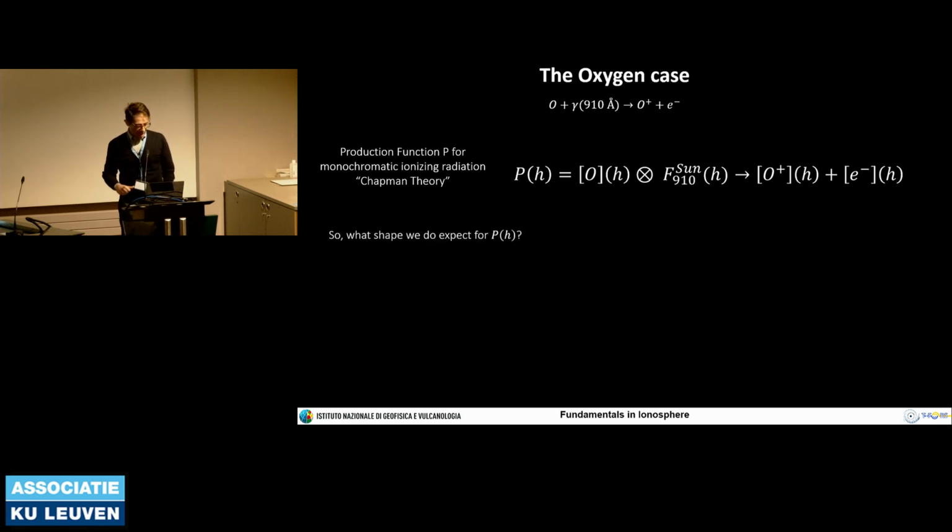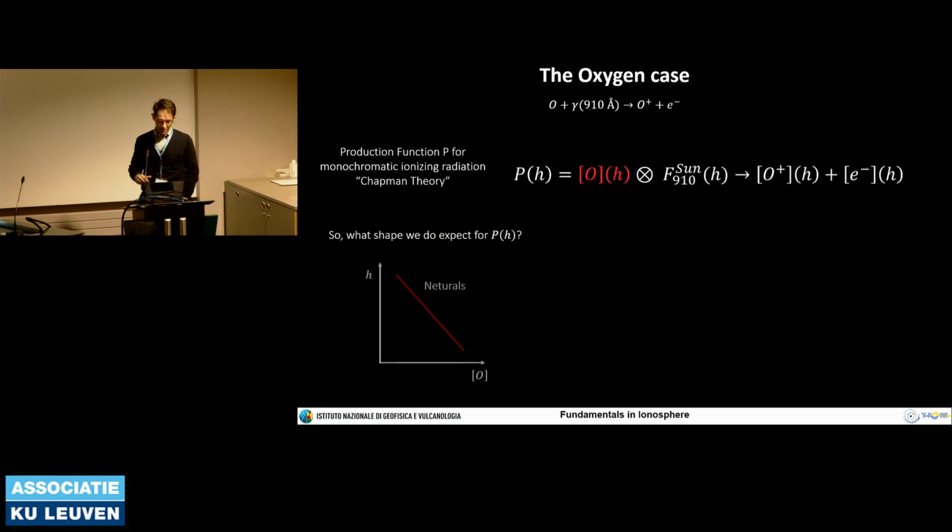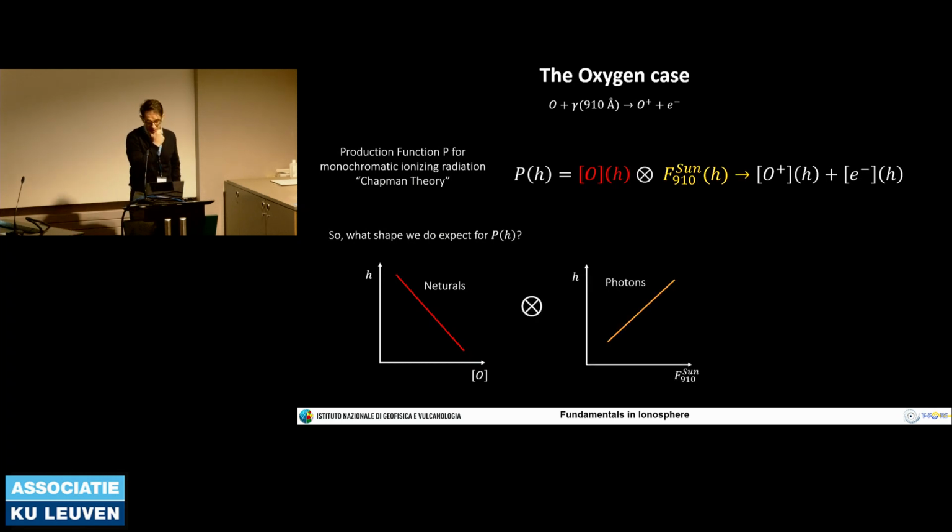So, how do you imagine? What shape do you imagine for this? It's not that hard to imagine, because if you think about the concentration of neutrals, they go down with the altitude, okay? And what do you imagine for the radiance as a function of altitude? It goes like this, because the photons tend to be absorbed by the various layers of the atmosphere going down, and then you can imagine a distribution of the solar irradiance as a function of altitude, which has this form.